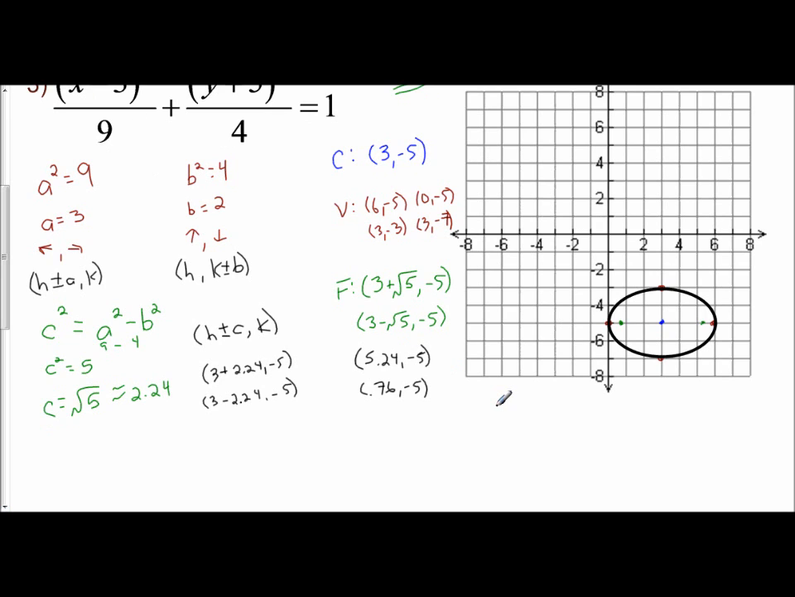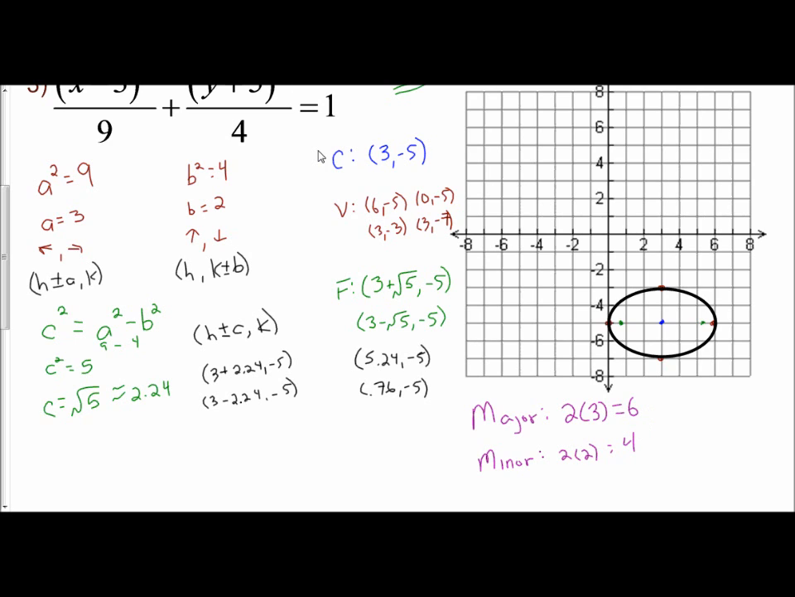Now this is not hard. The major axis, from the center, we went right 3 units and left 3 units. So twice 3 would be 6. The length of the minor axis, we went up 2 units and down 2 units. So twice 2 is 4. And so the length of the major axis is 6 units. The length of the minor axis is 4 units.